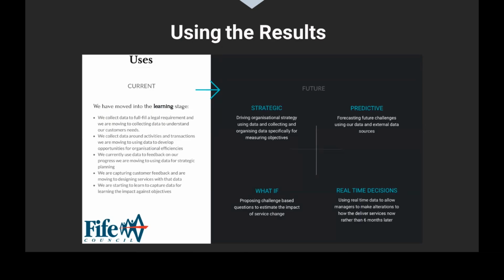So we indicated on the left-hand side, look, this is where we think we are based on the scores, based on the model, the framework. And if we want to take this forward and be more mature, here are 4 things that we think we need to invest in. So we want to be more strategic in using our data. We want to be able to use data to be more predictive, so we can understand the future challenges of the organization more effectively. We want to be able to pose questions with our data, much more what-if analysis.